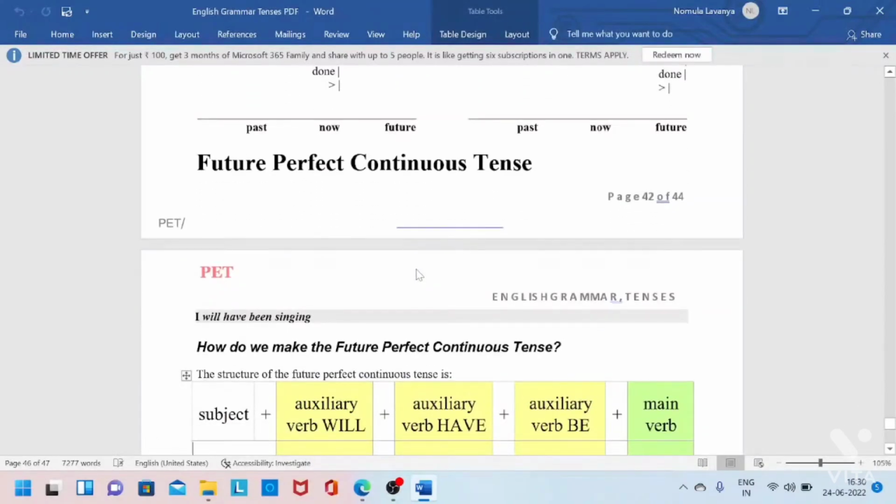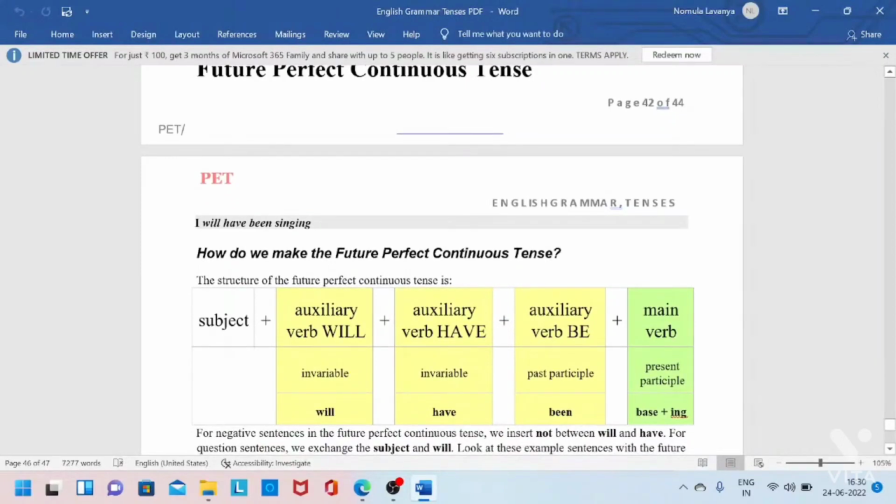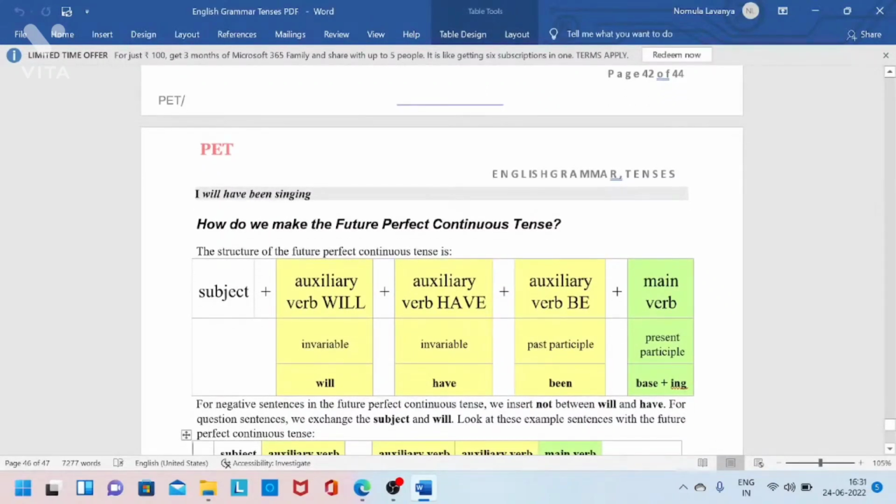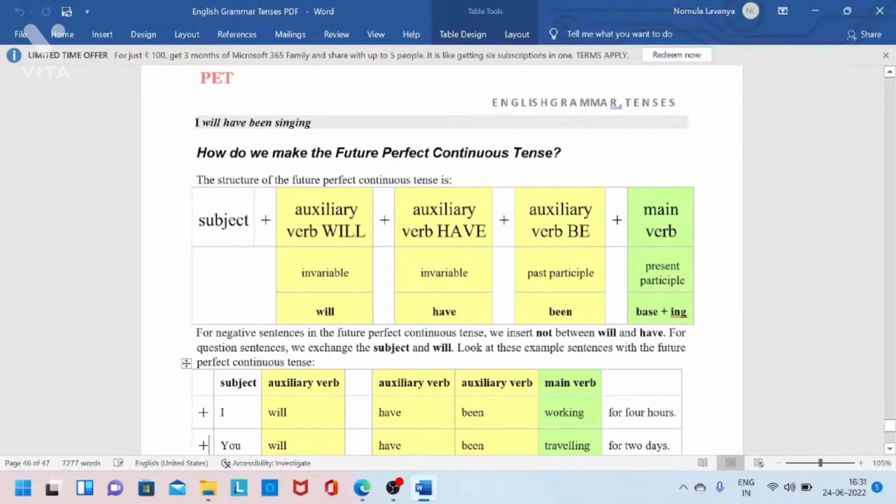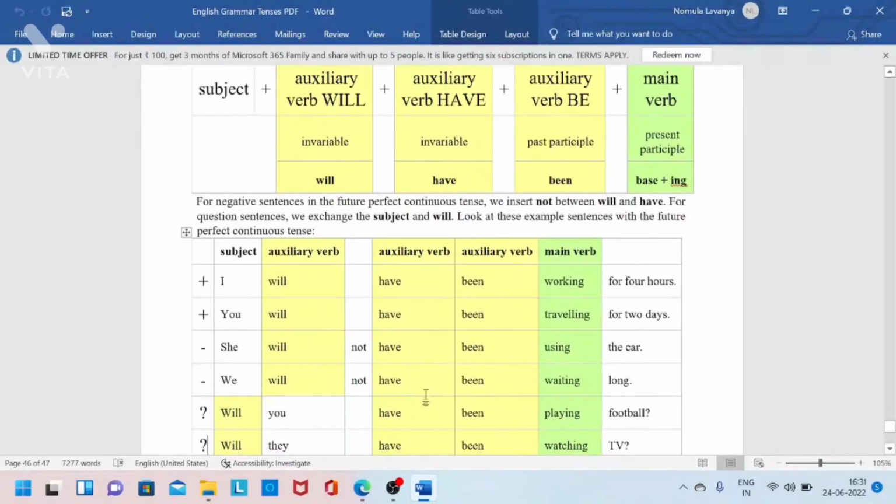And the future perfect continuous tense is like I will have been singing. The equation for the future perfect continuous tense is subject plus auxiliary verb will, plus have, plus be. They'll be having 3 auxiliary verbs plus 1 main verb, that is the present participle with the ing formation. For negative sentences we'll be inserting not between will and have. For questions, the subject and the will change places.